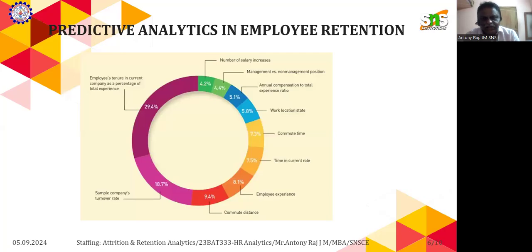Predictive analytics plays a very important role in employee retention. These are some of the statistics for a particular case, giving the various reasons why employees are retained. For example, commuting distance is a factor, where some 9% of the employees are retained in this particular sample of data, and commuting time too. A lot of factors play a role. Salary increases, the number of times the organization has increased the salary in the last 5 or 6 months, also play a very important role. These are some of the things.